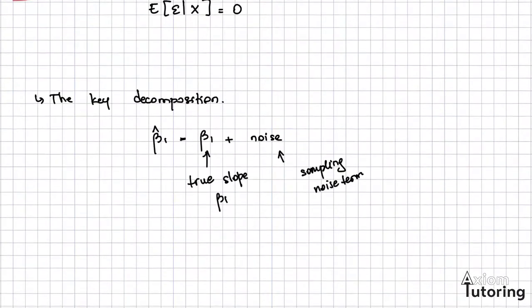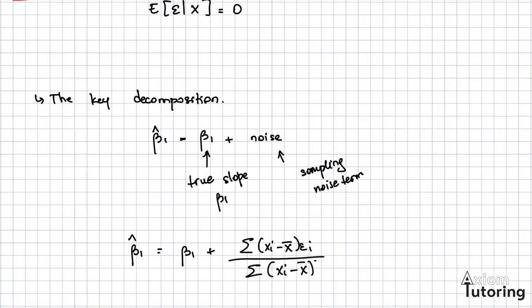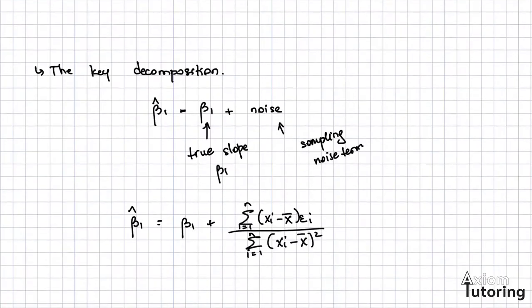So normally we can write it as beta 1 hat equals to beta 1 plus the sum of xi minus x bar epsilon i divided by the sum of xi minus x bar squared, keeping in mind i from 1 to n in both the denominator and the numerator. So how do we actually show the unbiasedness if we are actually claiming that it's like the true slope plus some sampling noise term? Well, as any other exercise where you will be asked to show unbiasedness of something, you will have to take the expectation on both sides.